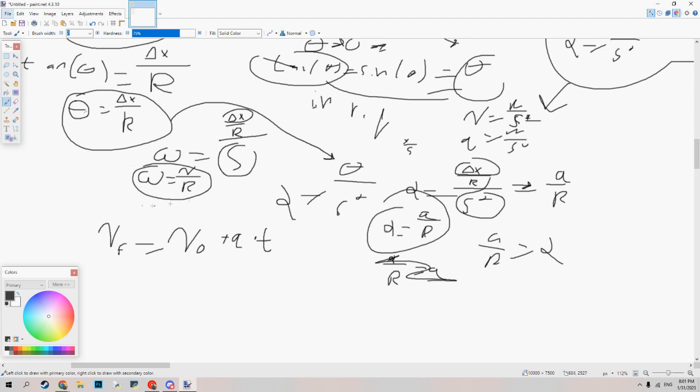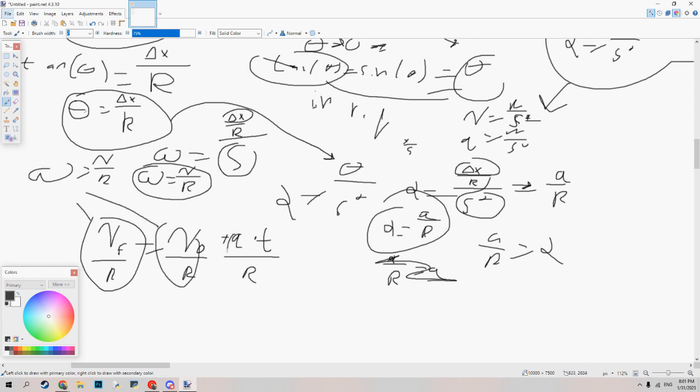And obviously same thing for omega. You can divide velocity by radius and you get omega. So let's divide by radius, right? Over radius, over radius, over radius. Simple stuff. Velocity over radius, that's omega. Velocity over radius, that's also omega. Acceleration over radius, that is alpha.